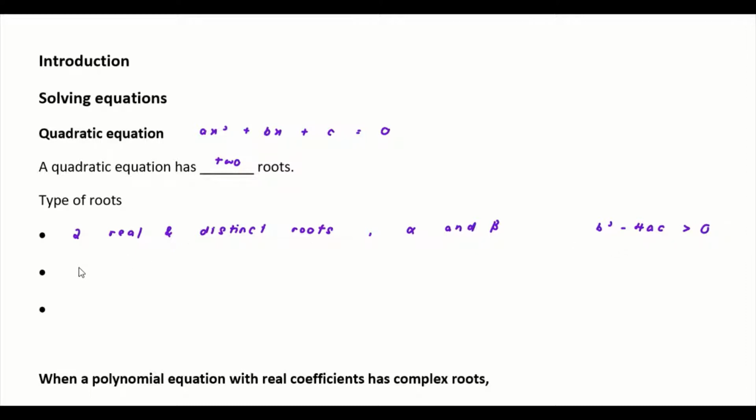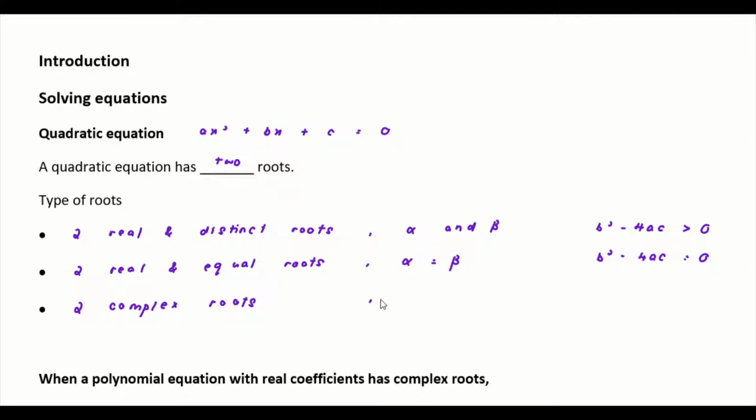Then we have two real and equal roots. Here you still have alpha and beta, but alpha is equal to beta. For this one, the discriminant is equal to 0. The last one, normally we say no real roots, but with the new knowledge that we have now, the more proper way to say it is that we have two complex roots. They always have two roots as well, but now they are two complex roots.